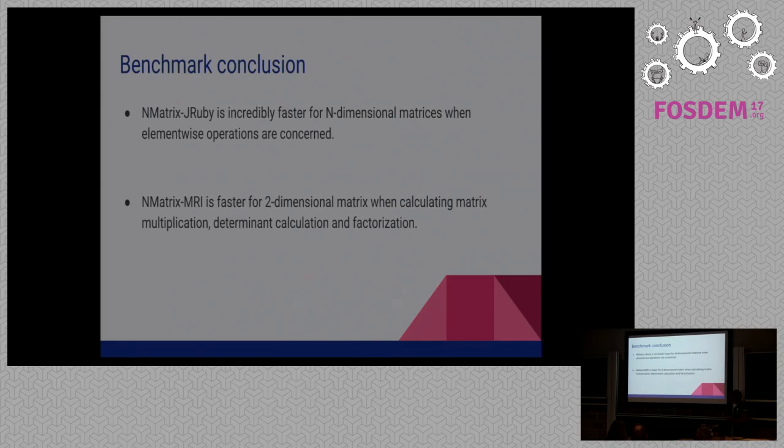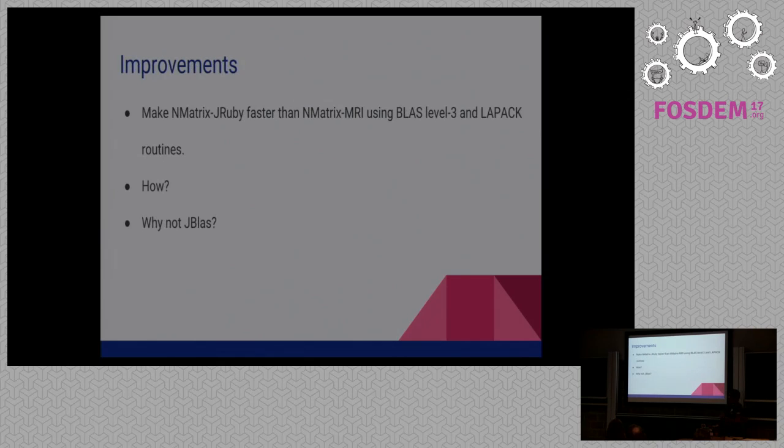So these are the benchmark conclusions. NMatrix JRuby is definitely faster for n-dimensional matrices and two-dimensional matrices when element-wise operations are concerned. But NMatrix MRI is faster for two-dimensional matrices when you need to calculate the dot product or determinant, or you need to factorize it. So how can we improve this?